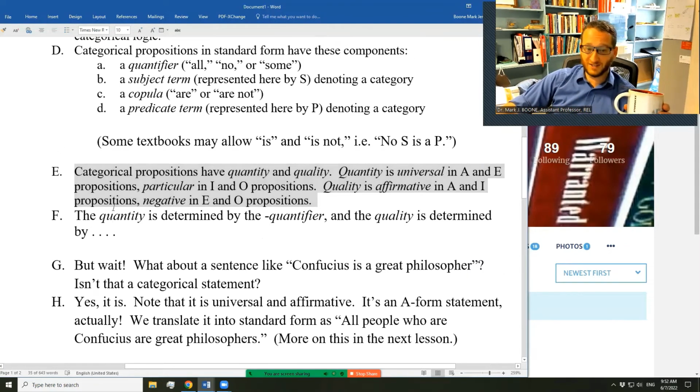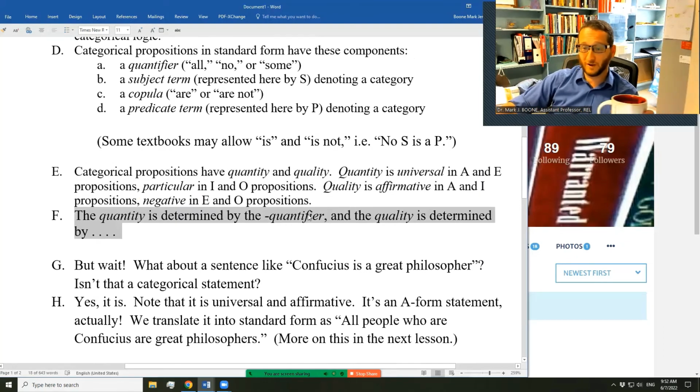And I've already told you this. Next thing in my notes, the quantity is determined by the quantifier, the quality is determined by the copula, except for the E form proposition where the quantifier has double the work and tells you the quality as well as the quantity.